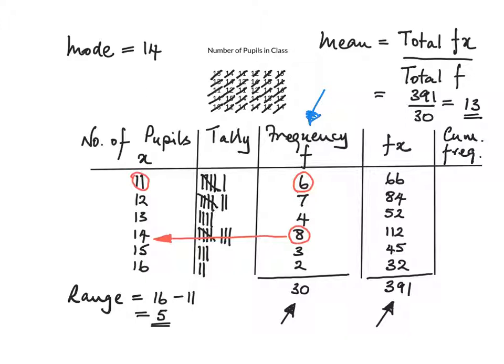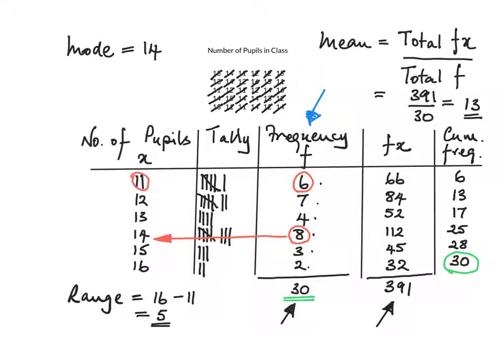Right, the first number in the frequency column is 6. That's the first number in the cumulative frequency column. 6 plus 7 then. 6 plus 7 is 13. 13 plus 4 is 17. 17 plus 8 is 25. 25 plus 3 is 28. 28 plus 2 is 30. Remember, the number at the bottom of the cumulative frequency column should be the same as the number at the bottom of the frequency column.